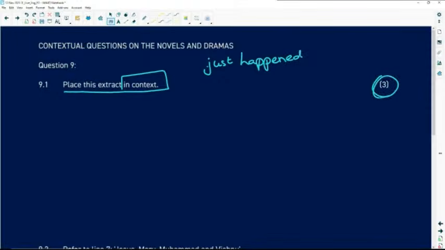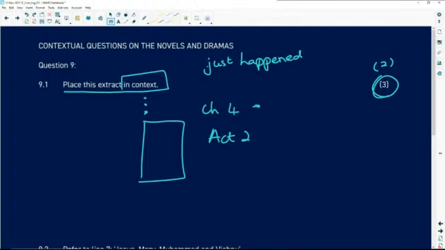It was 3 marks, it's now often only 2, but it's meant to be your entry-level question, and you're meant to recognize the passage. So don't say this comes from chapter 4 or this comes from Act 2. That's not what they're asking. They do chapter 4 and Act 2. So look at the passage and say, what happened here?